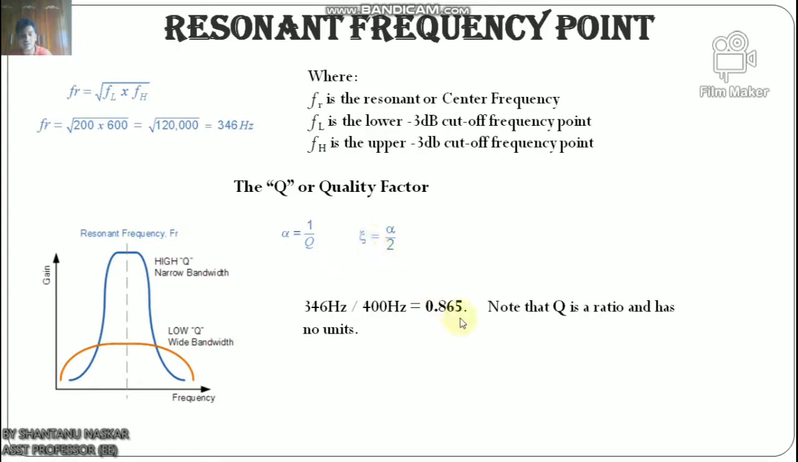So the Q factor in a bandpass filter is the ratio of the resonant frequency to the bandwidth, Fr by bandwidth, between the upper and lower minus 3 decibel frequencies. Look here: high Q, narrow bandwidth; low Q, wide bandwidth. For our simple example above, the quality factor of the bandpass filter is 346 by 400 Hz, which equals 0.865. Note that Q factor is a ratio and has no unit.